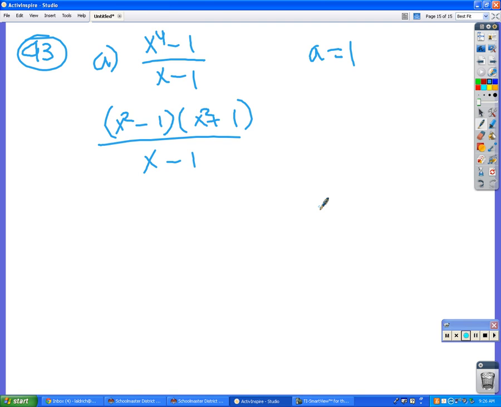Okay, so can I cancel now? Nope. So what do I have to do? Factor again. So I'm going to take the x squared minus 1 and factor it into x plus 1 times x minus 1. Like that.